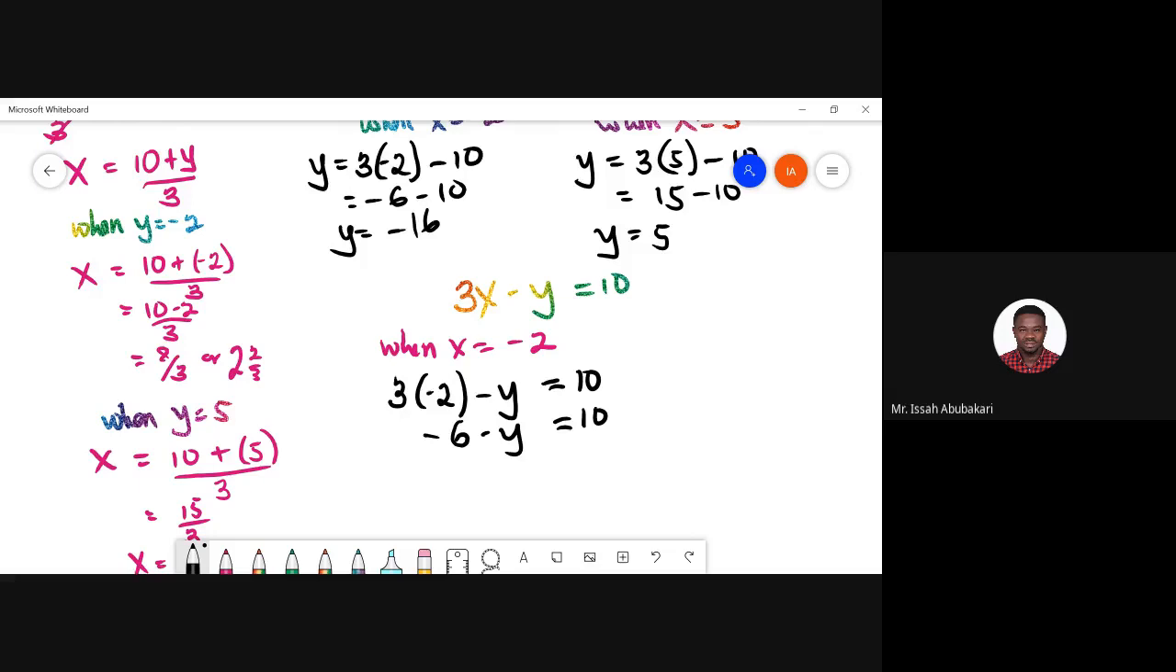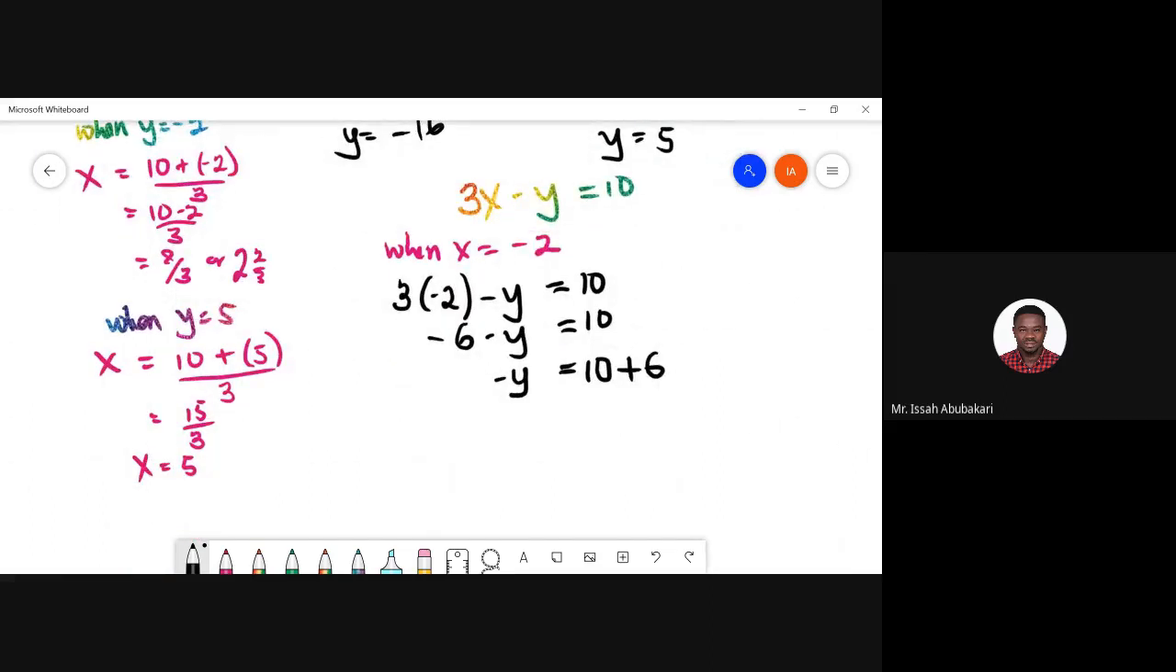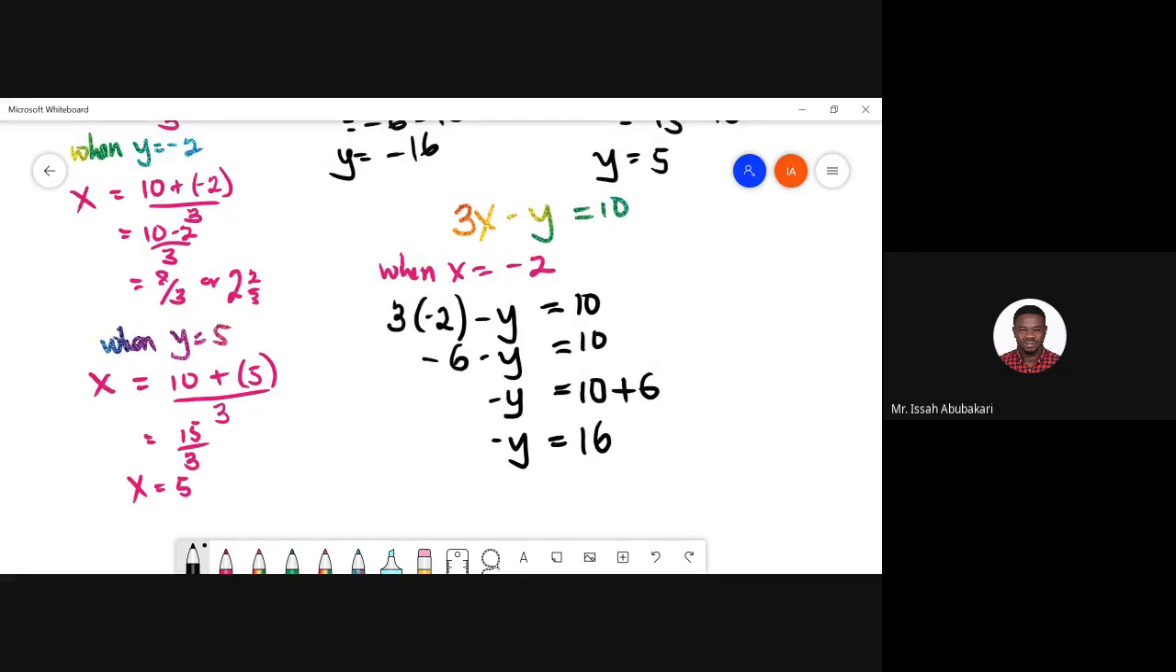Let's group like terms. All the variables on the left side, all the numbers on the right side. So we are going to have -y is equal to 10 plus 6, because 6 is negative on the left side. When we bring it to the right side, it becomes what? Positive. So we are going to have -y is equal to 16. And then at the end, we divide or multiply both sides by -1. And we're going to have y is equal to -16.